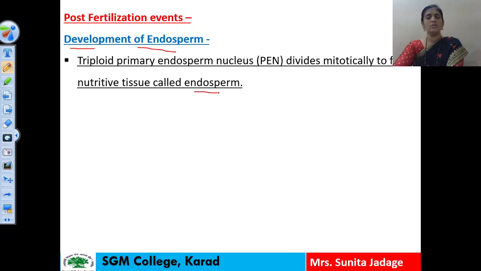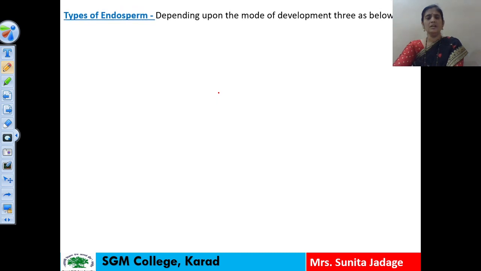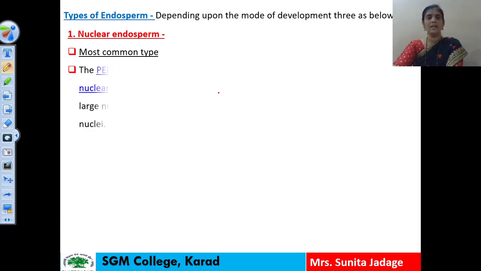According to the development of endosperm, there are three types of endosperm we can find. Out of that, the first type is known as the nuclear type of endosperm. What are the different characteristic features in the development of the nuclear type of endosperm, that we will see first. Here it is the most common type of endosperm formation observed in angiospermic plants, and the primary endosperm nucleus undergoes free nuclear division.